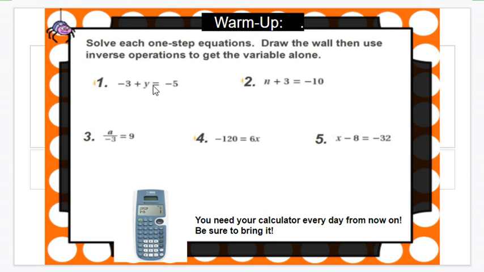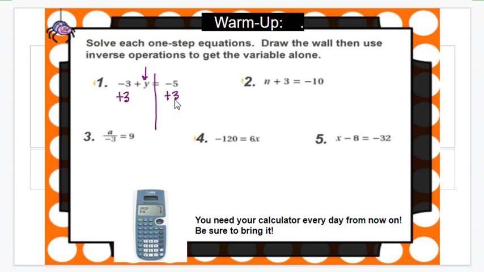All right, number 1. We're going to start by drawing what we call the wall. You may remember that from 7th grade. And then the goal is always to get the variable alone. So in this case, the variable is y. So we want to get rid of this -3 in front. So you can read this as negative 3 or minus 3. It's the same thing. So the opposite of this would be adding 3 or a +3.